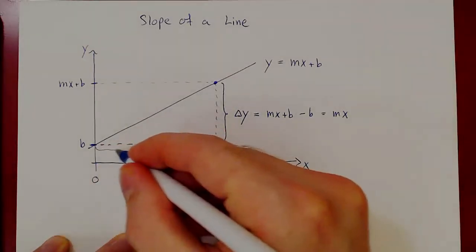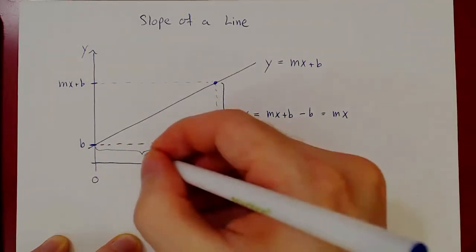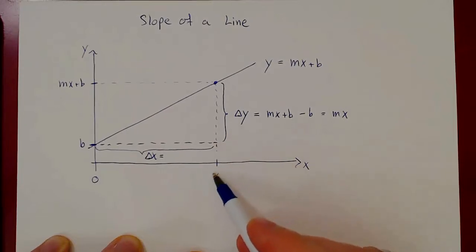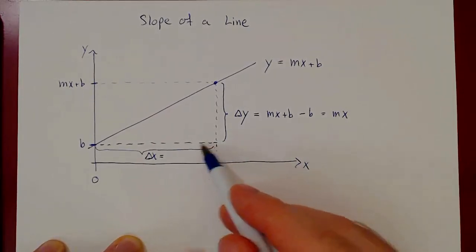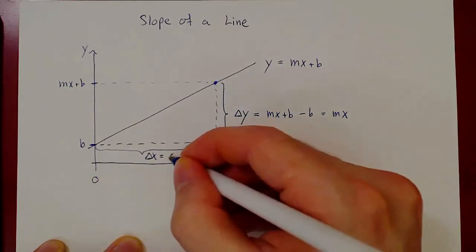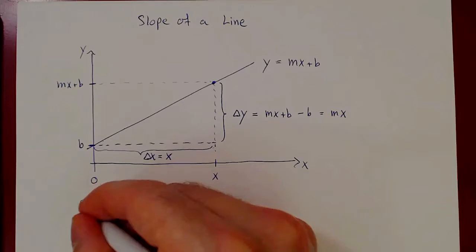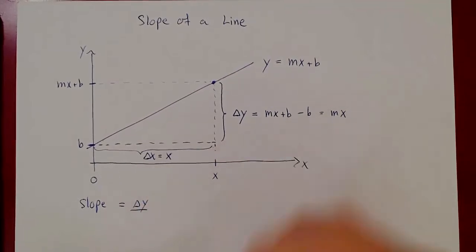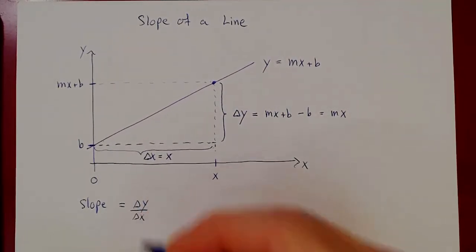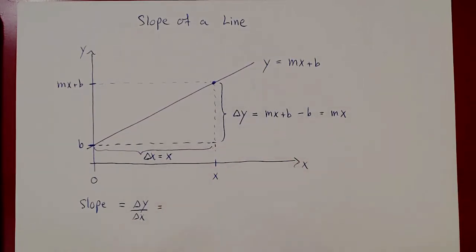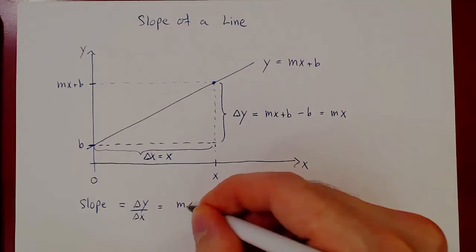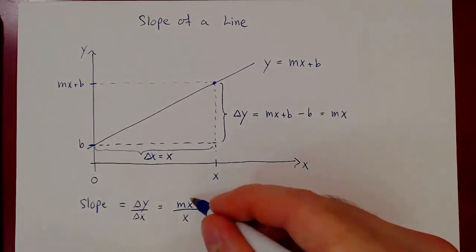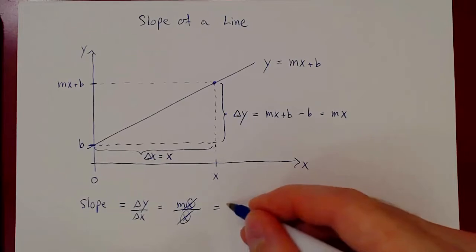What about the change in x? Well, this will be denoted by delta x, and it is a change along the x-axis, and so it is the greater x value, x, minus the smaller x value 0, but x minus 0 is just x. So we can find the slope now. The slope is the change in y, delta y, over the change in x, delta x. Well, the change in y is mx. The change in x is simply x. We have a common factor of x on top and on the bottom, so we can cancel it, and we're left with quite simply m.